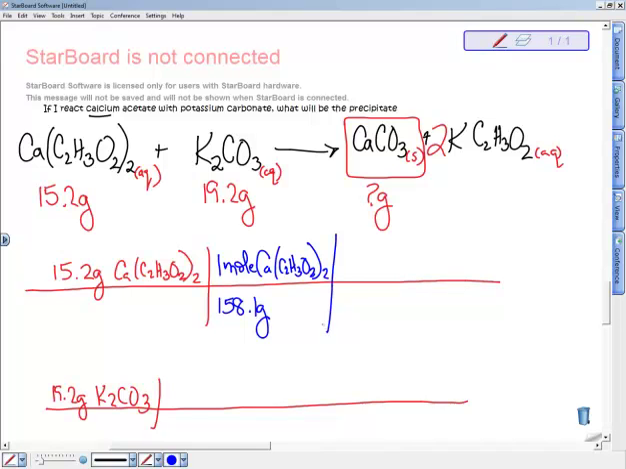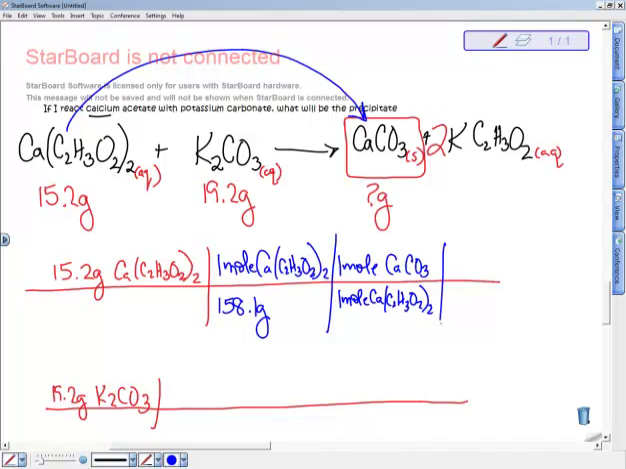Alright, so in this problem, we are trying to go from calcium acetate to calcium carbonate. So the mole-to-mole ratio there is 1 to 1. For every 1 mole of the calcium acetate, there's 1 mole of your precipitate. Alright, let's get the molar mass of that guy. Calcium is 40.1, carbon is 12, oxygen is 16, and we got 3 of those. I got a molar mass of 100.1.